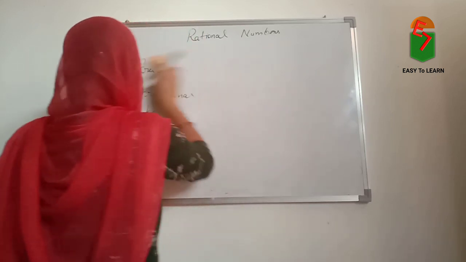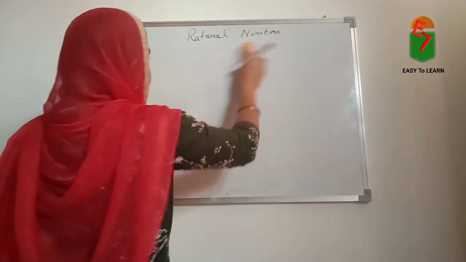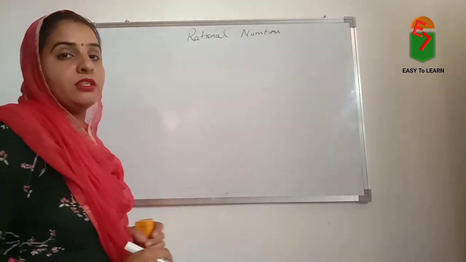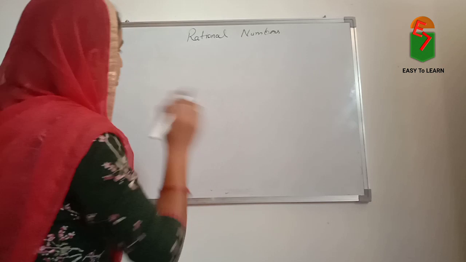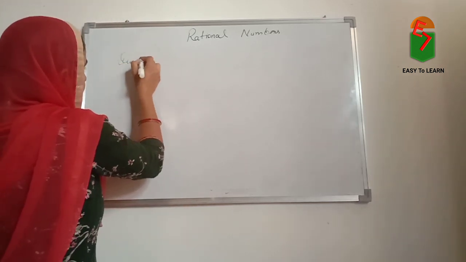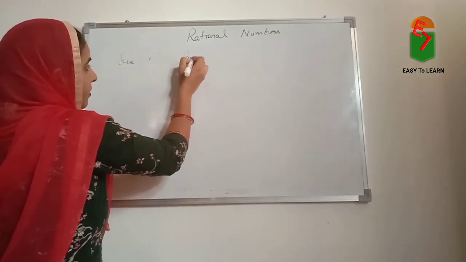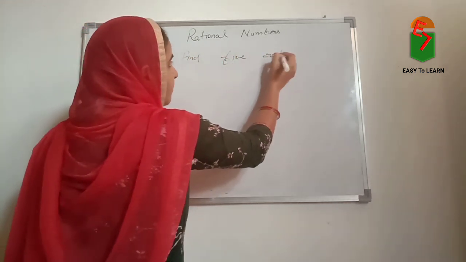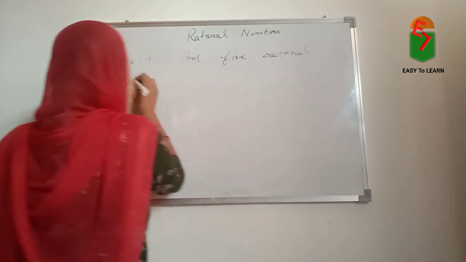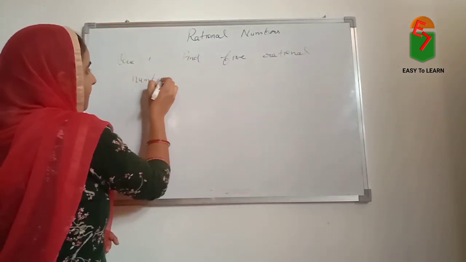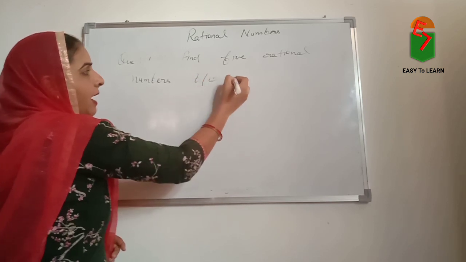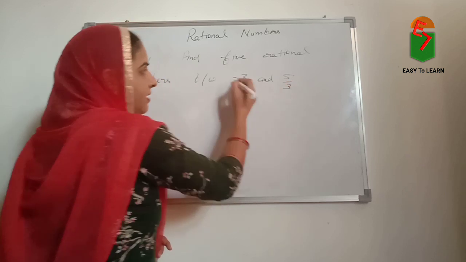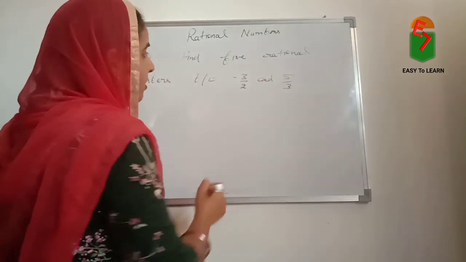Now we discuss finding rational numbers between two rational numbers. For this we take one question: find 5 rational numbers between -3 by 2 and 5 by 3.